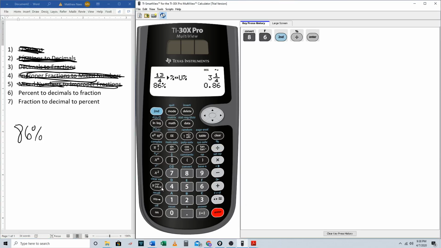It'll change it to a decimal automatically. So type in the number and then press enter. Changes it to 0.86. All right. Now, here's the real nifty thing. I don't have to do anything else but press this one button right here. Once I press enter, okay, and then I press the little double arrow.